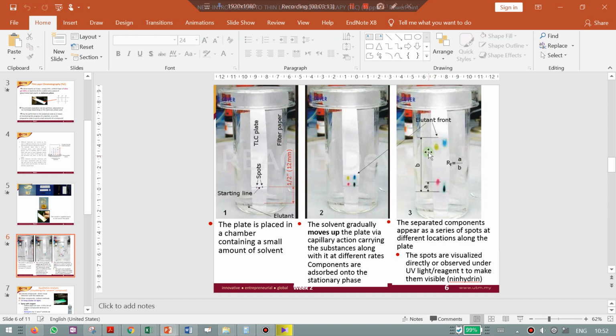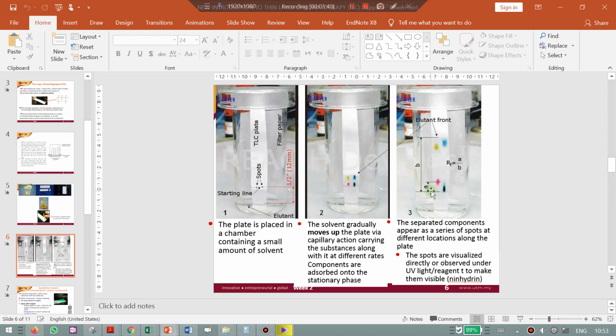The second thing, we look at the color. Usually we look at the color. The RF value means A over B. For example, this is your first spot, and you want to compare this compound and this compound. You calculate this distance divided by the distance of the total solvent front.